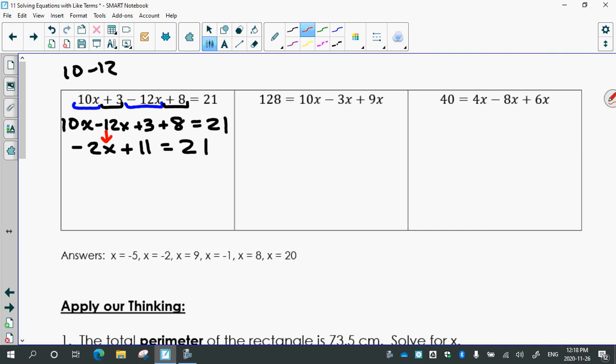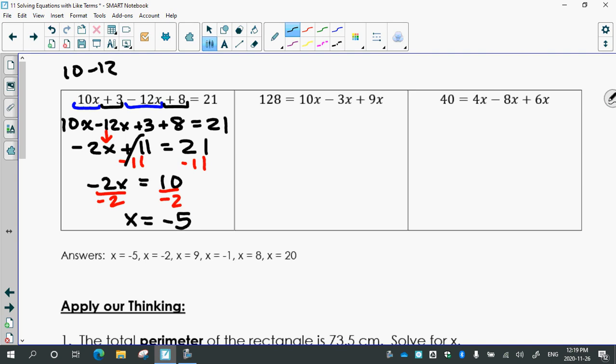Okay? I see the add 11, I'm going to subtract 11 on both sides. Remember, it's negative 2x, dropping that negative is a common error, so make sure you don't forget the negative. 21 minus 11 is 10. Divide by negative 2, and you get x equal to negative 5. Okay?